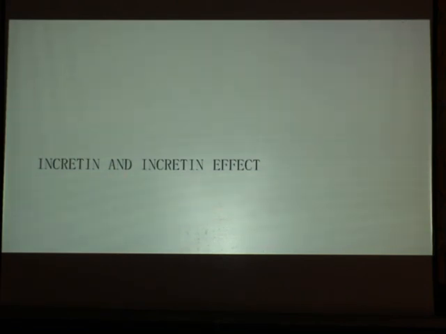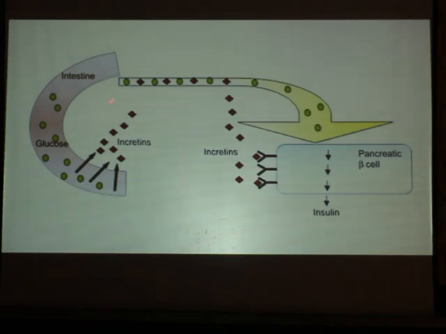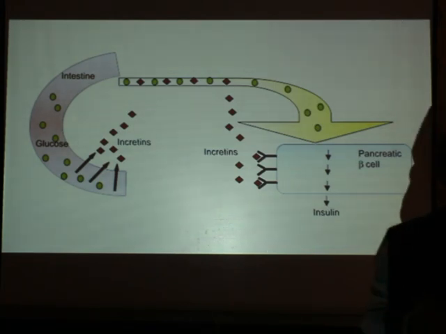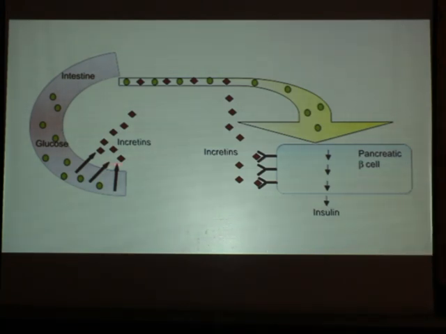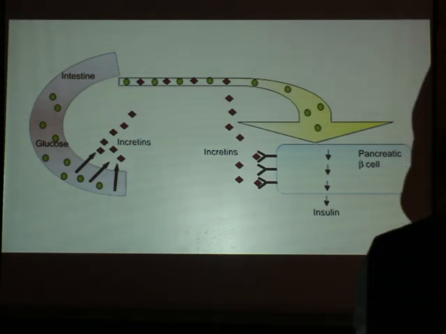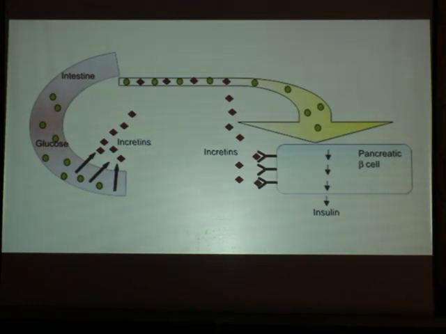So, incretin and incretin effect. Time to go back and understand what the incretin effect is. We all know that when we ingest food and glucose is released from that food, it stimulates some of the cells in the jejunum and ileum. These cells are principally the K cells and the L cells, and then incretins are secreted, which are actually GLP-1 and GIP, glucagon-like peptide and gastric inhibitory peptide. They go and act at the level of the pancreas.